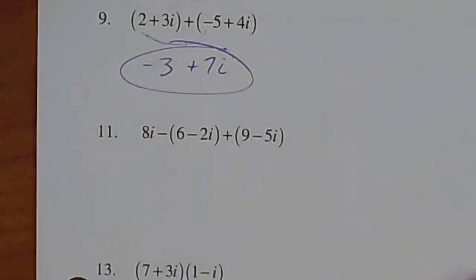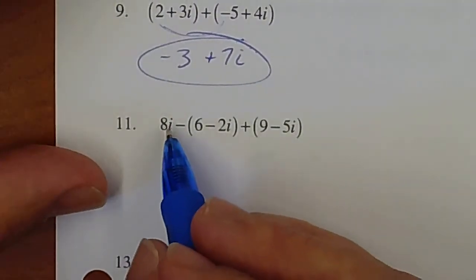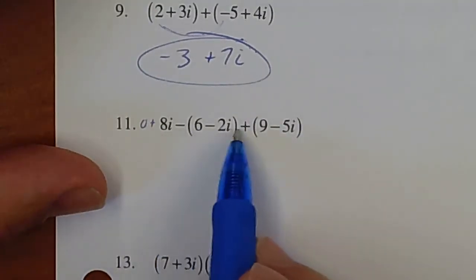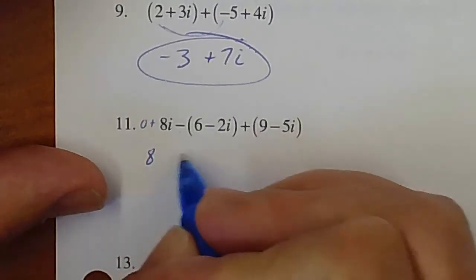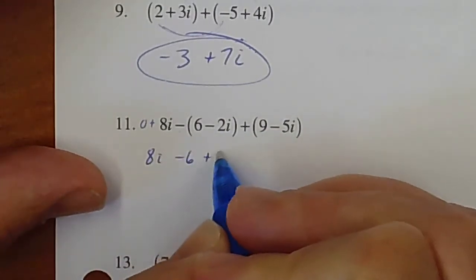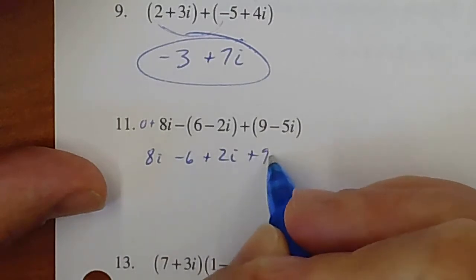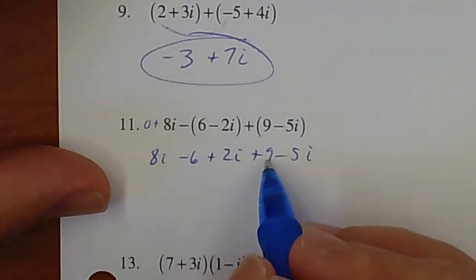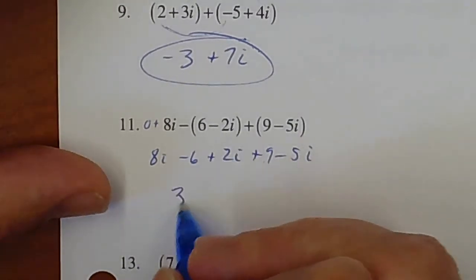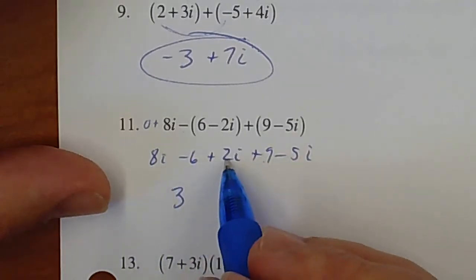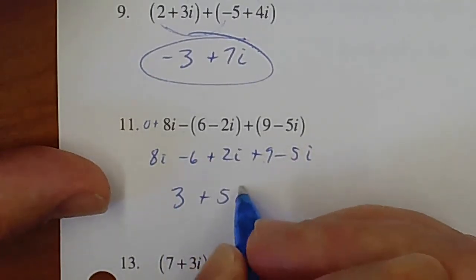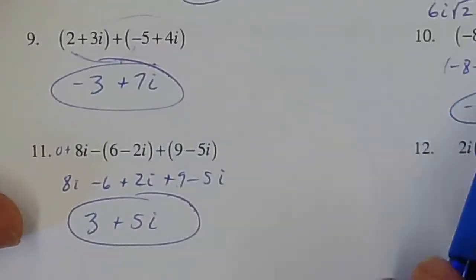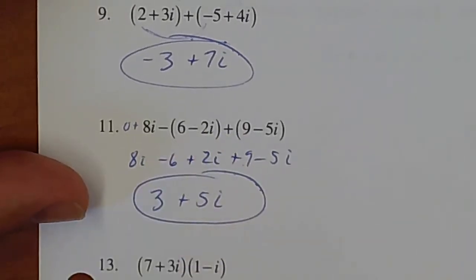11 just has 3 complex numbers now. All right, this 8i can be expressed as 0 plus 8i if you want. I do have a minus and I have a plus, so just be careful of that. So 8i, this becomes a negative 6 and a positive 2i. And combine what you can. Negative 6 plus 9, 3. 8 plus 2 is 10, take away 5. Okay, so there's 3 examples of adding, subtracting, and adding and subtracting in the same problem.